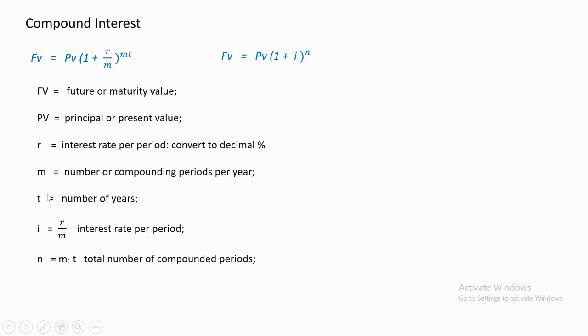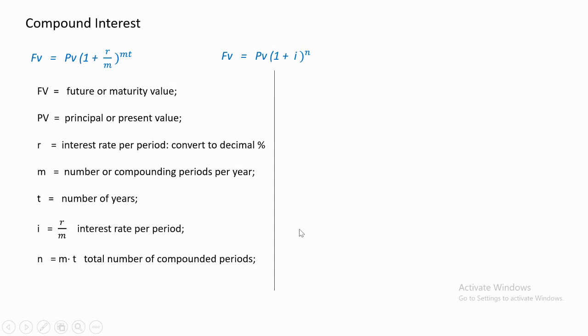In other words, you're going to have to write 7 things every time. There are 7 variables: 1, 2, 3, 4, 5, 6, 7. FV means the future or maturity value. PV stands for principal or the present value. R stands for the interest rate per period converted to decimal as before. But here is the only difference: M is the number of compounded periods per year. T is the number of time in years. Then I is equal to R divided by M, the interest rate per period. And N stands for M times T, which is the total number of compound periods.